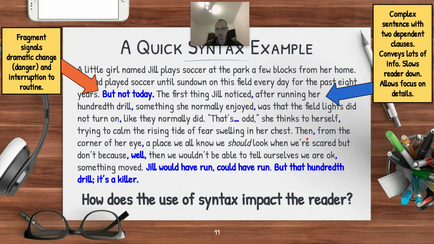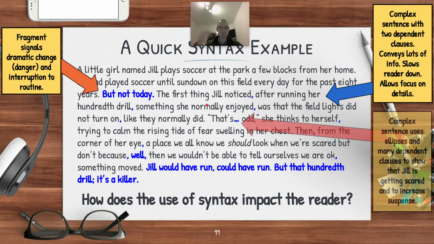And the commas also slow the reader down. But they have an additional purpose other than just slowing us down, right? The complex sentence uses ellipses and many dependent clauses to show that Jill is getting scared, and it also increases the suspense on our part, right?